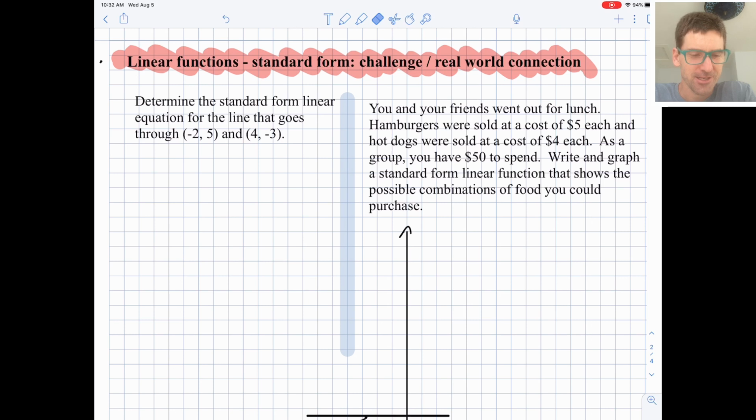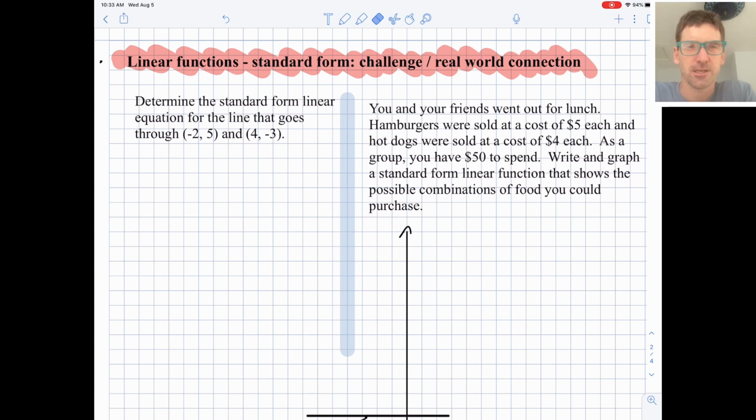So our challenge here is to determine the standard form linear equation for the line that goes through those 2 points. And this is one of the drawbacks of standard form. It's hard to get the equation from a couple random points on the line. So we're going to go ahead and get our slope first, and then let's use point slope form, I guess. That's probably easiest without needing to find b, and then we'll convert that into standard form.